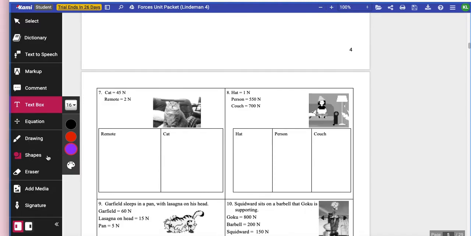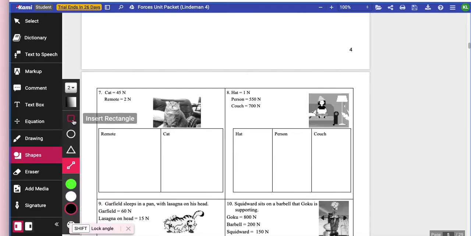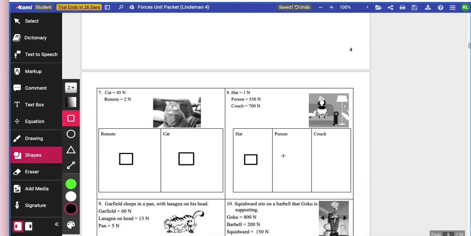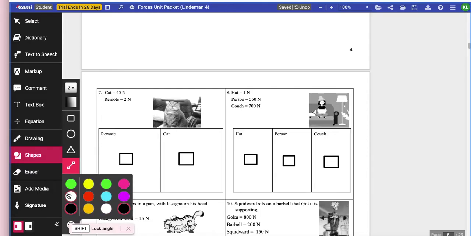I'm going to draw a box, and I'm just going to go ahead and draw boxes for each of these. Then I'm going to draw some lines. For the remote, if you have an object that is on the top of the pile, that free body diagram is exactly the same as if it was just sitting on the ground, so it has a ground surface.